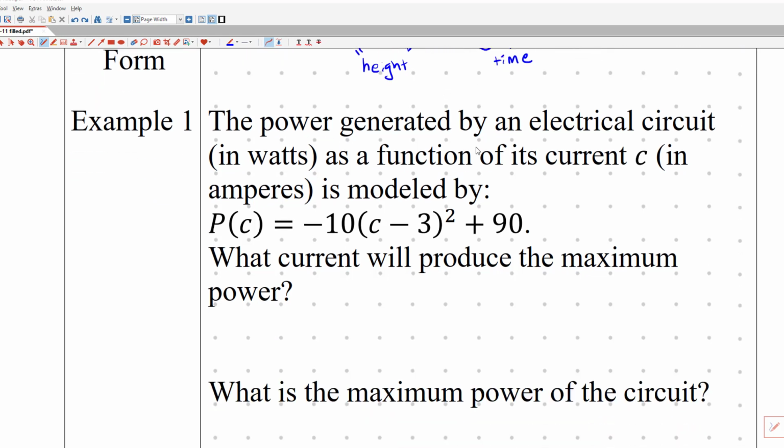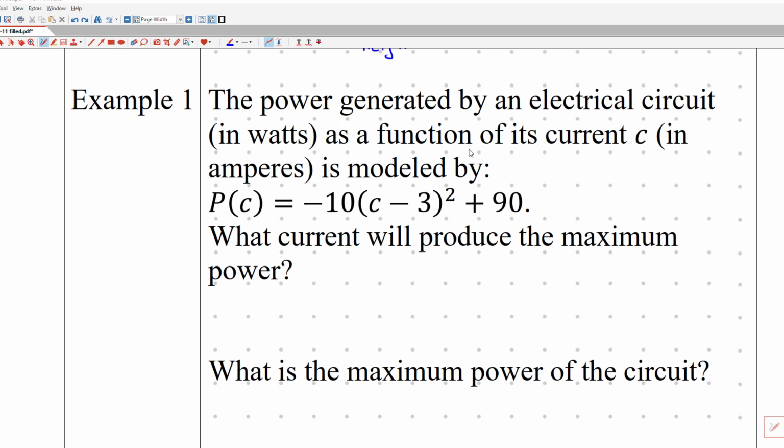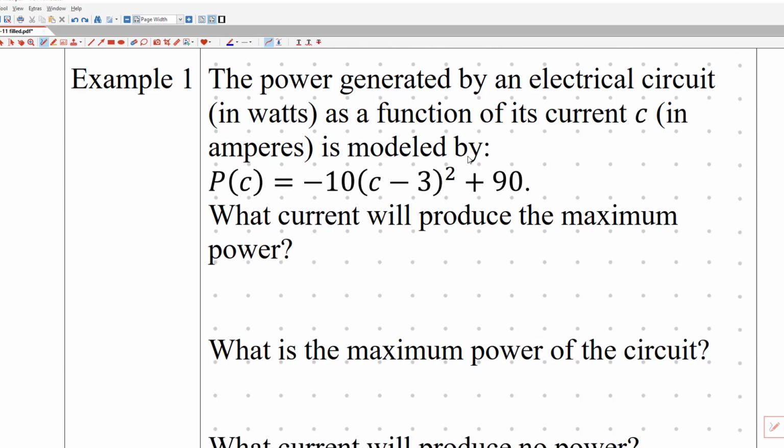Let's move on to example number 1. The power generated by an electrical circuit in watts as a function of its current, C, in amps, is modeled by this function P. So P is power. If you put in its current, it gives you its power. Okay, so what C value will produce the maximum power?